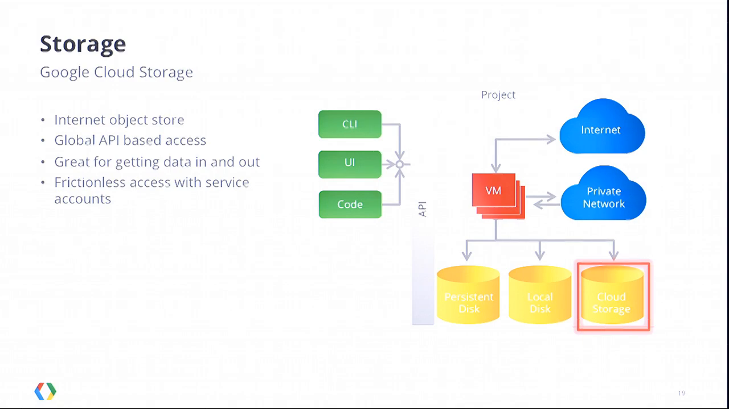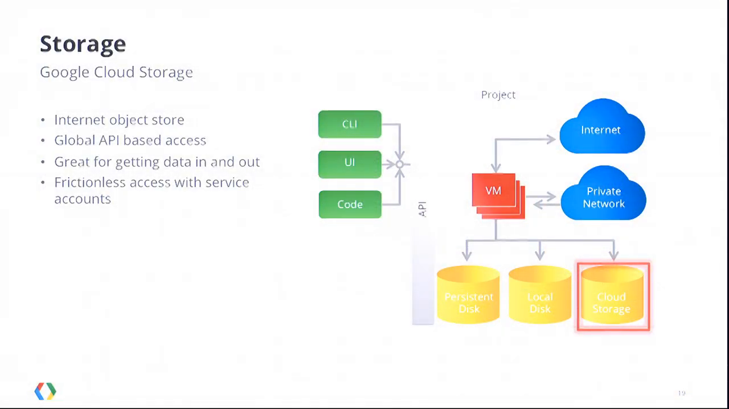Now, I also want to talk about Google Cloud Storage. This isn't part of Google Compute Engine proper, but it's kind of a sister product that we've worked well to integrate with. This is an Internet object store. It has its own HTTP API for getting and setting values in it. It's a great service for getting data in and out of Google's cloud. You don't have to think about managing your data. A lot of automatic management and replication is happening for you.